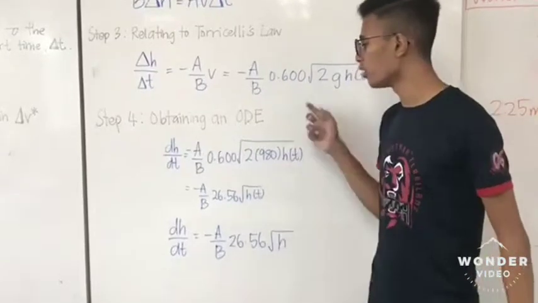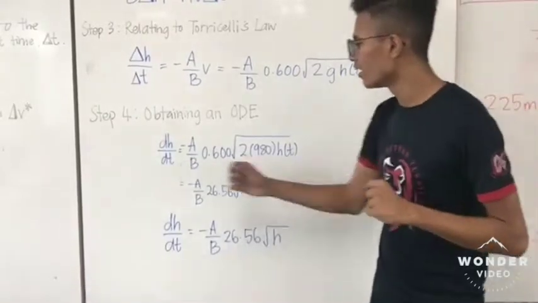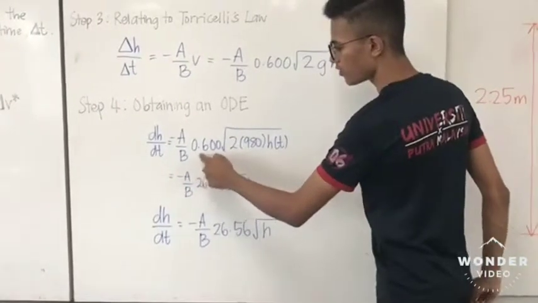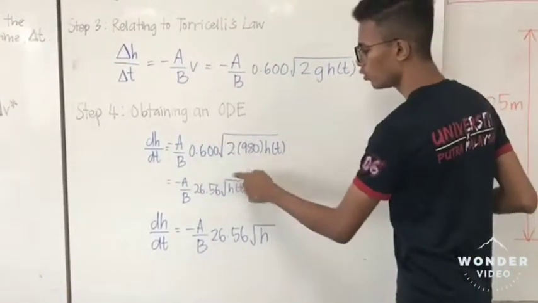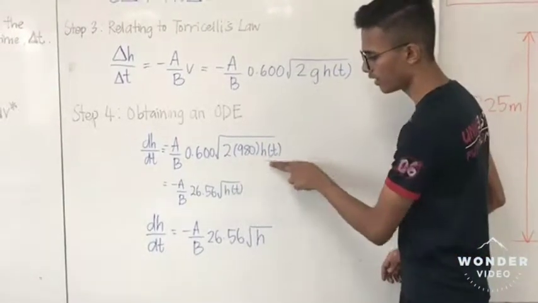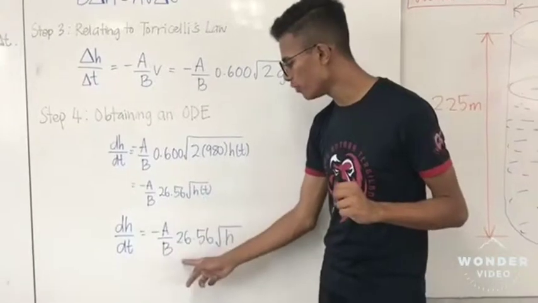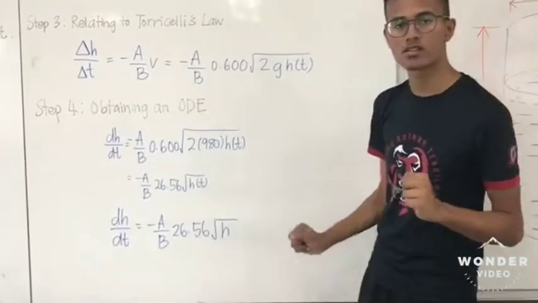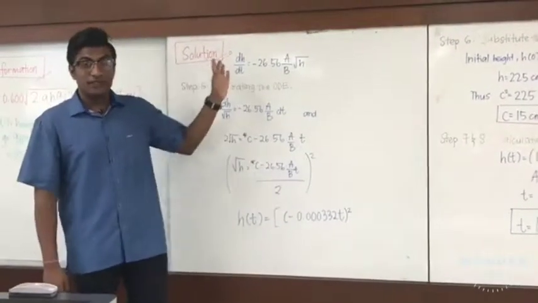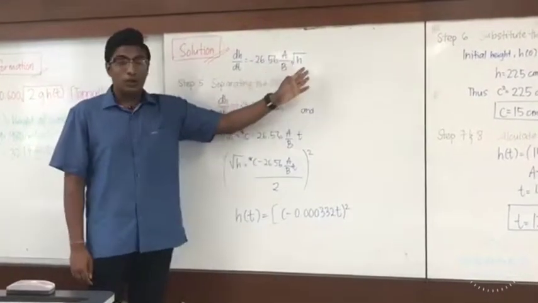Next step is that we obtain an ordinary differential equation, a first order differential equation, and this goes dh over dt equals negative A over B times 0.6 square root of 2 times g, which is 980 cm per second squared, times the square root of the height. So we derive this until we get the solution, negative A over B times 26.56 square root h. So now we have found our first order differential equation, which is dh over dt equals negative 26.56 A over B square root of h.